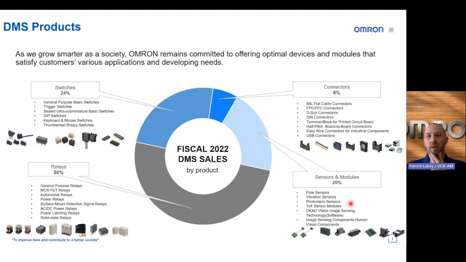And then in the lower right-hand corner, we have a lot of different sensors and modules, ranging from flow sensors to vision image sensing to touch sensors. And then we do also carry a wide range of connectors, ranging from your mil flat cable connectors to your D-subs, to your FPC, and then also some industrial cabling connectors as well.